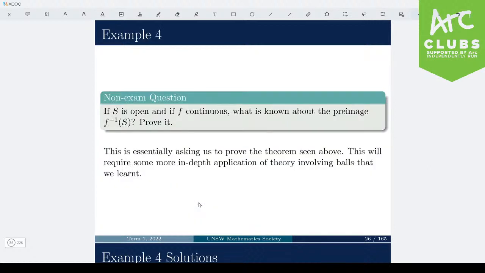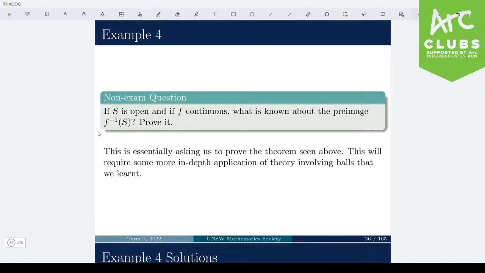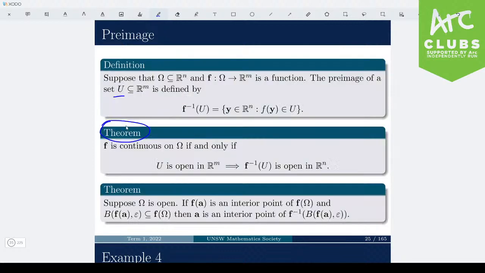Let's move on to example 4. This one is a non-exam question, and it's essentially asking us to prove, I believe, this theorem here, or some version of this theorem. So if S is open, and if f is continuous, what is known about the pre-image f inverse of S? Eventually we want to prove that if f is continuous, then S being open implies that f inverse of S is also open. It's kind of like a rewording of this theorem here.